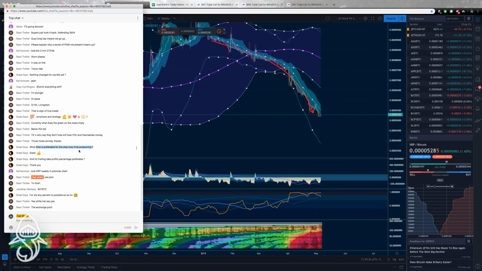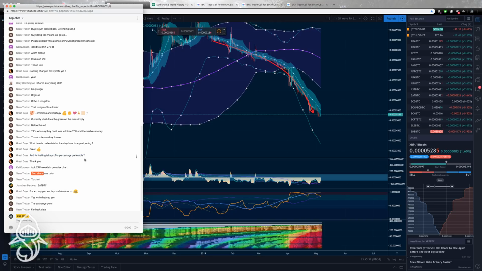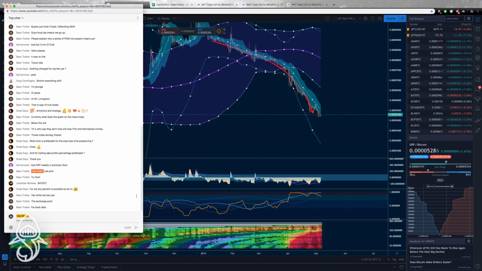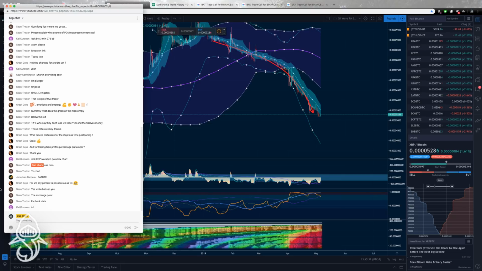What time is preferable for the stop loss? Yeah, I already did that one. And for trailing take profits, percentage preferable, that's entirely relative to how far it's currently traveled. I don't have a good answer for that. With my CCI rolls, I do 1/10 of the period, so you could do maybe 1/5 of the current gains or 1/10 of the current gains. That's arbitrary, by the way.